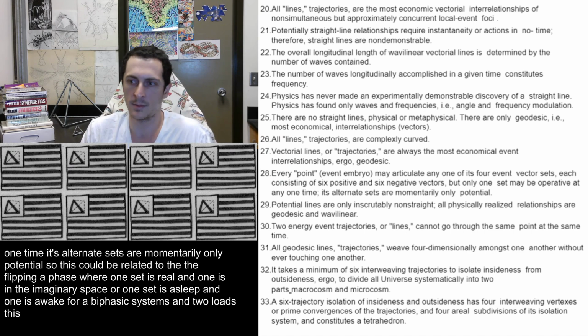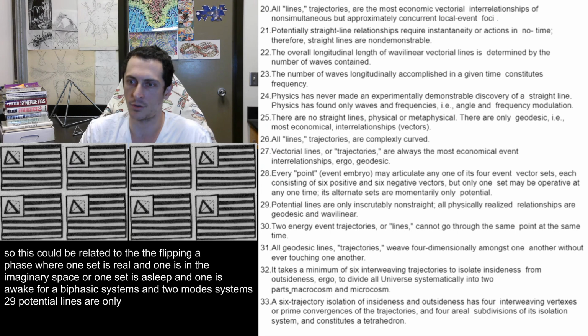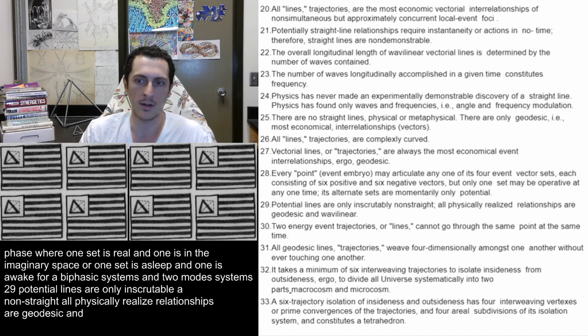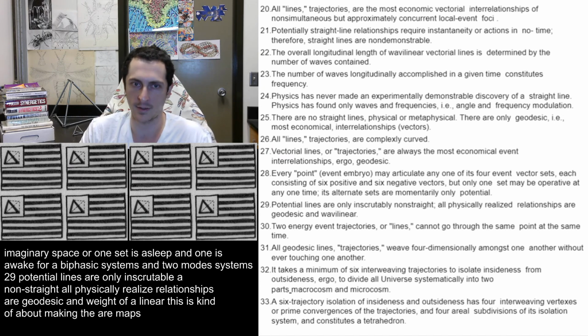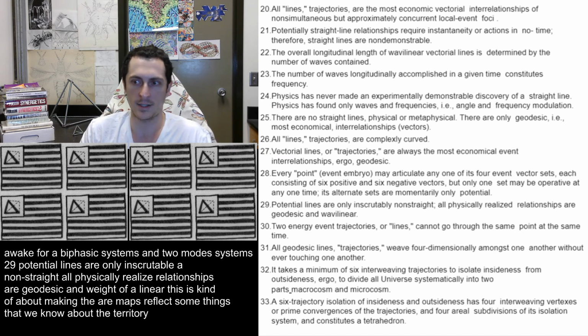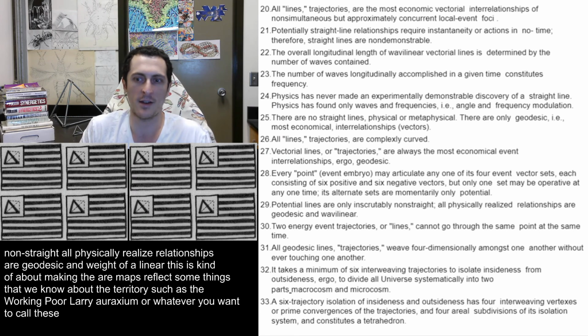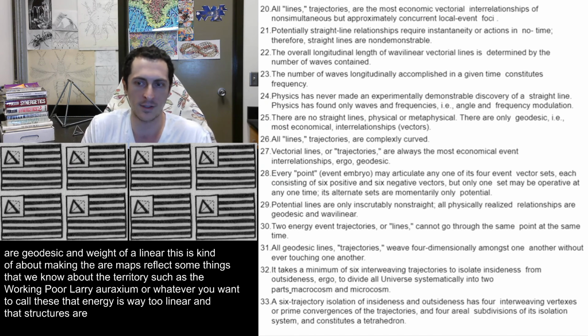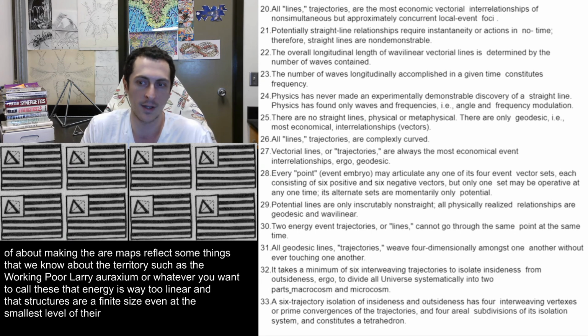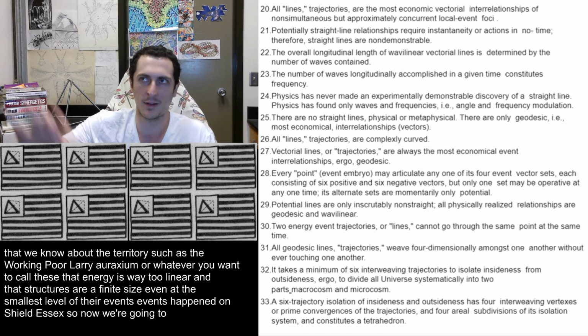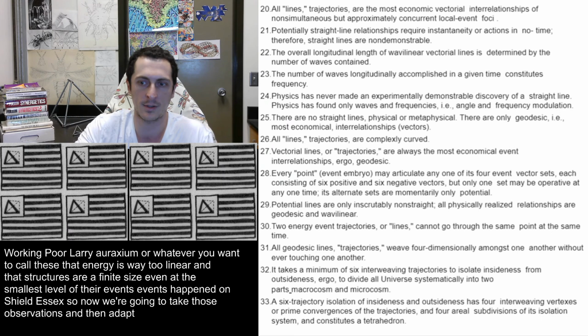and 2-mode systems. 29. Potential lines are only inscrutably non-straight. All physically realized relationships are geodesic and wavelinear. So this is kind of about making the maps reflect some things that we know about the territory, such as the working corollary or axiom or whatever you want to call these, that energy is wavelinear and that structures have finite size even at the smallest level of their events, and that events happen on geodesics. So now we're going to take those observations and then adapt our axioms.